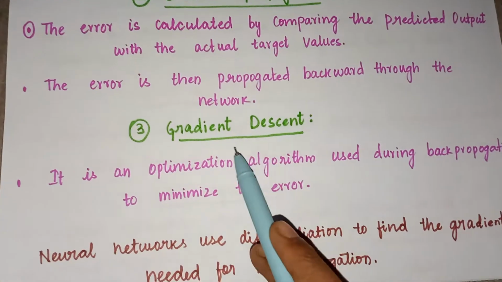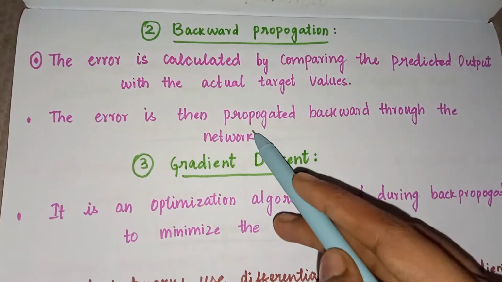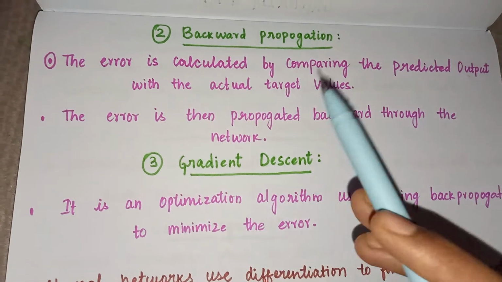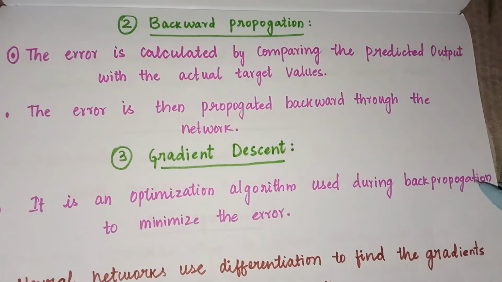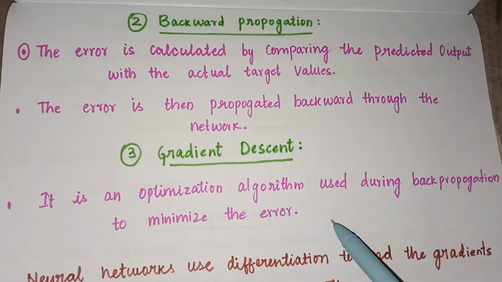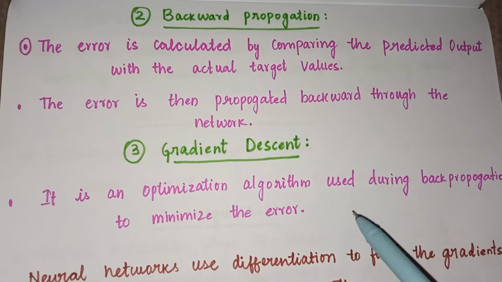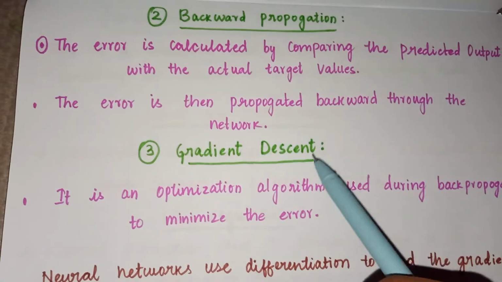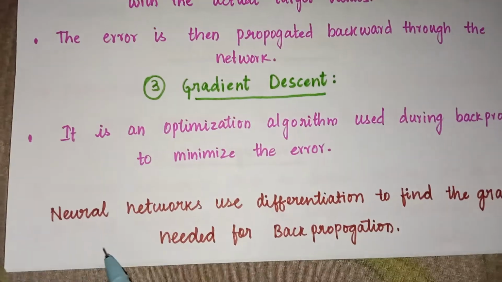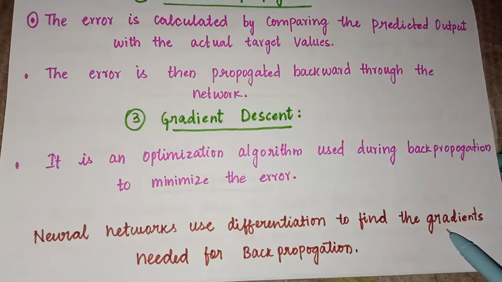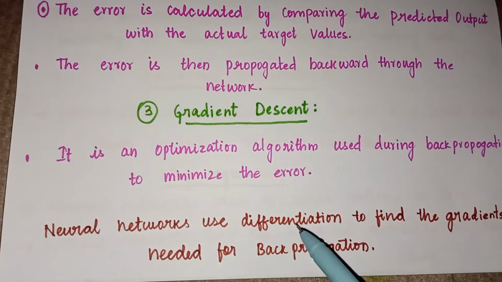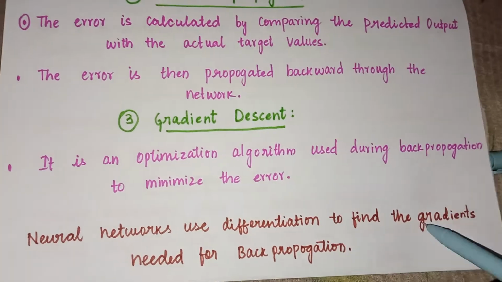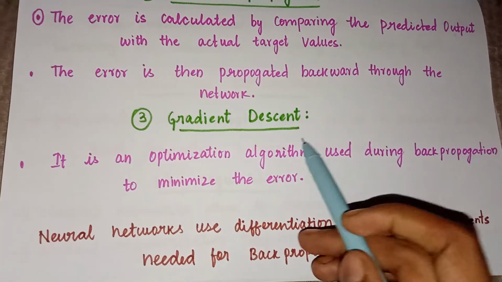Then the third one, in backward propagation, we have gradient descent, which is an optimization algorithm used during back propagation to minimize the error. So if there are any errors, to minimize that error we use gradient descent. Then neural networks use differentiation to find the gradients needed for back propagation.